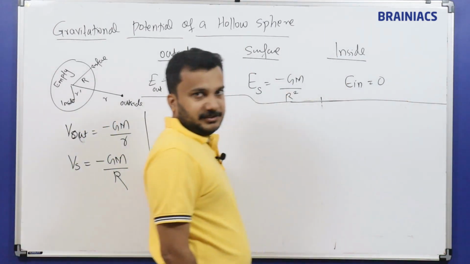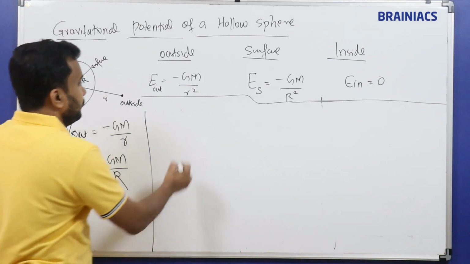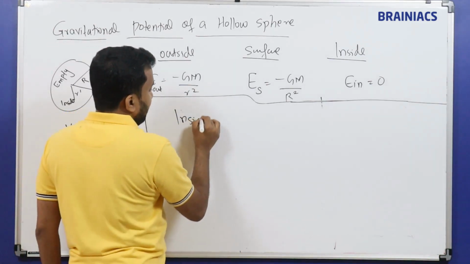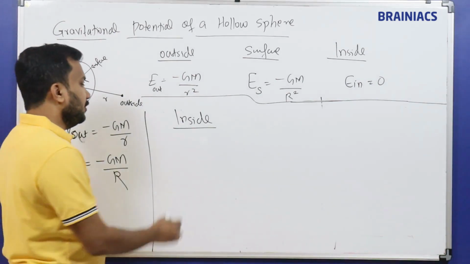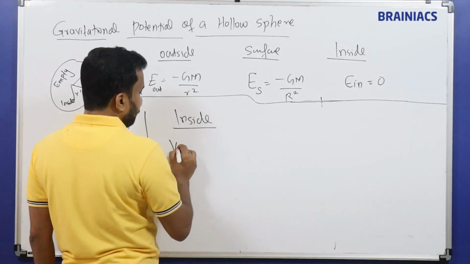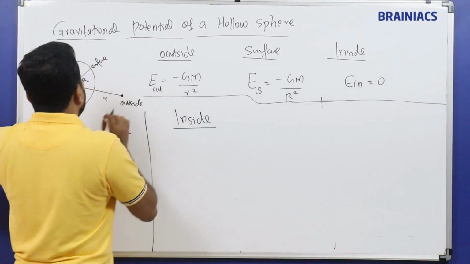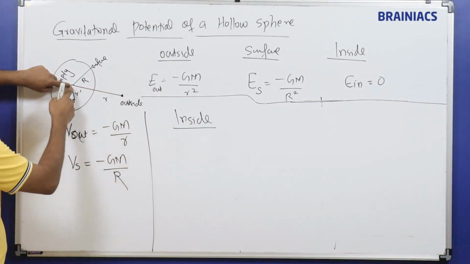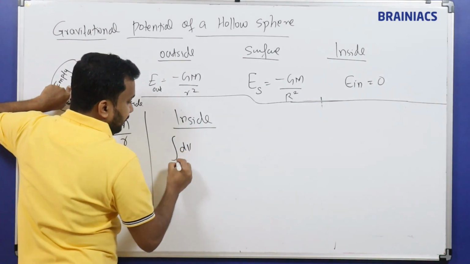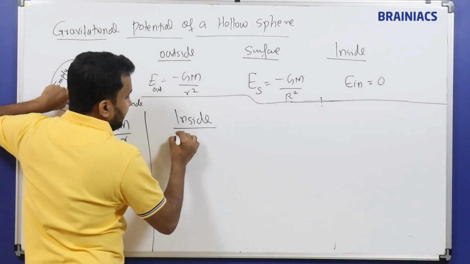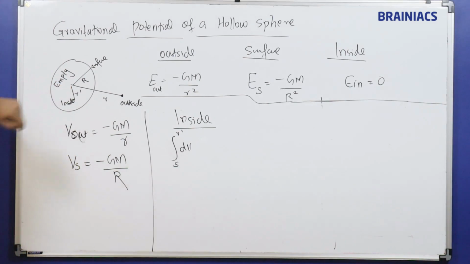And what is next? We need to find gravitational field intensity and potential at inside. Gravitational field intensity inside is 0, and we are going to find the potential at inside. So potential at inside means we are coming to an inside point. The next nearby point is the surface. So we are doing integral dV from surface to inside. The inside point is called the r dash point.